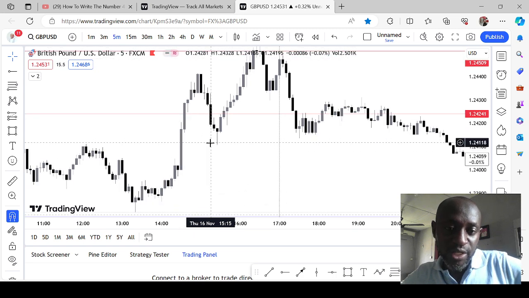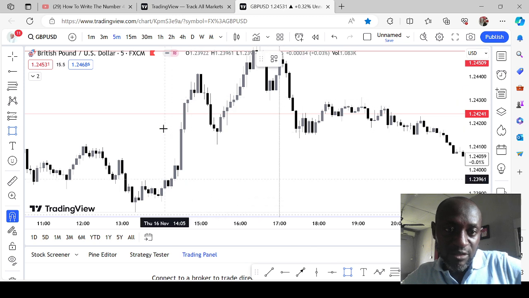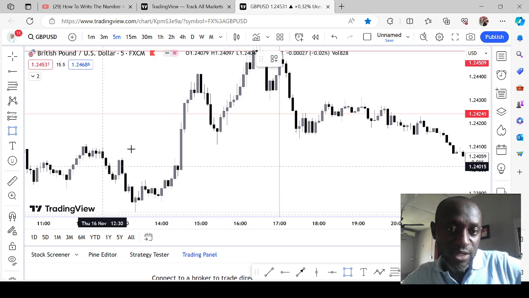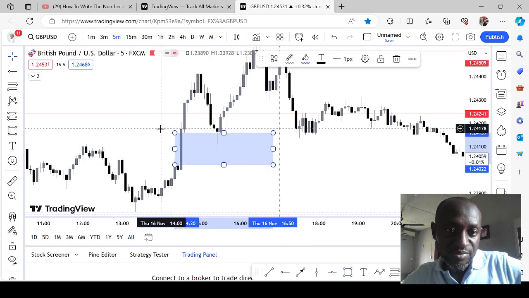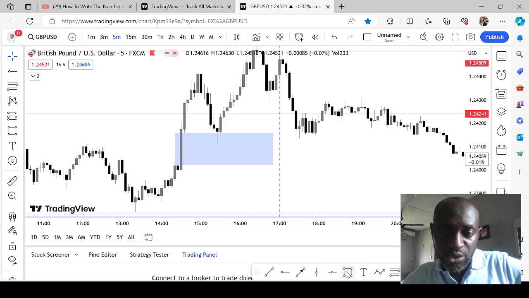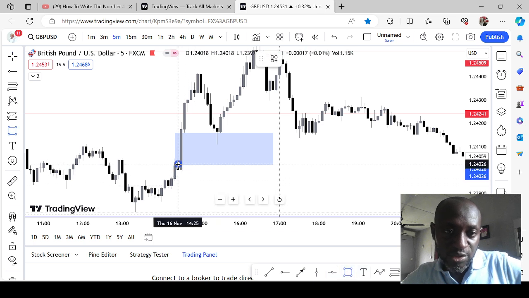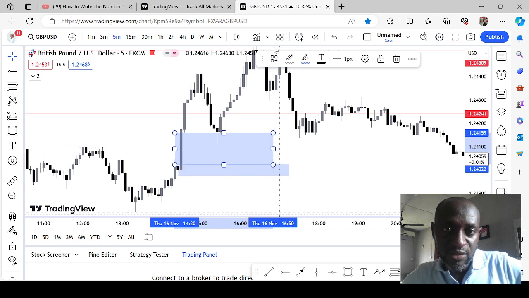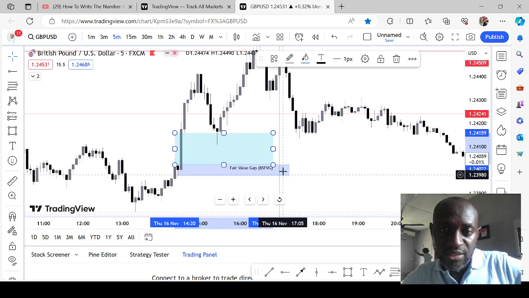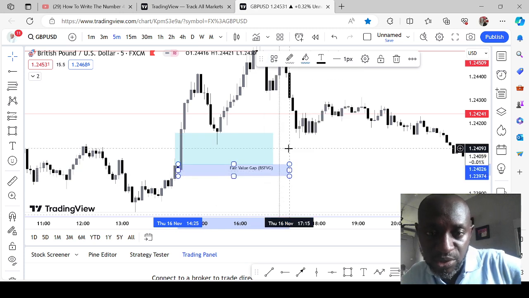So now what do you do here? You identify the fair value gap. This is a fair value gap here. You identify it. This is a fair value gap, and this is also an order block. So this is a buy side fair value gap. It's a buy side fair value gap, and it is also a buy side order block.